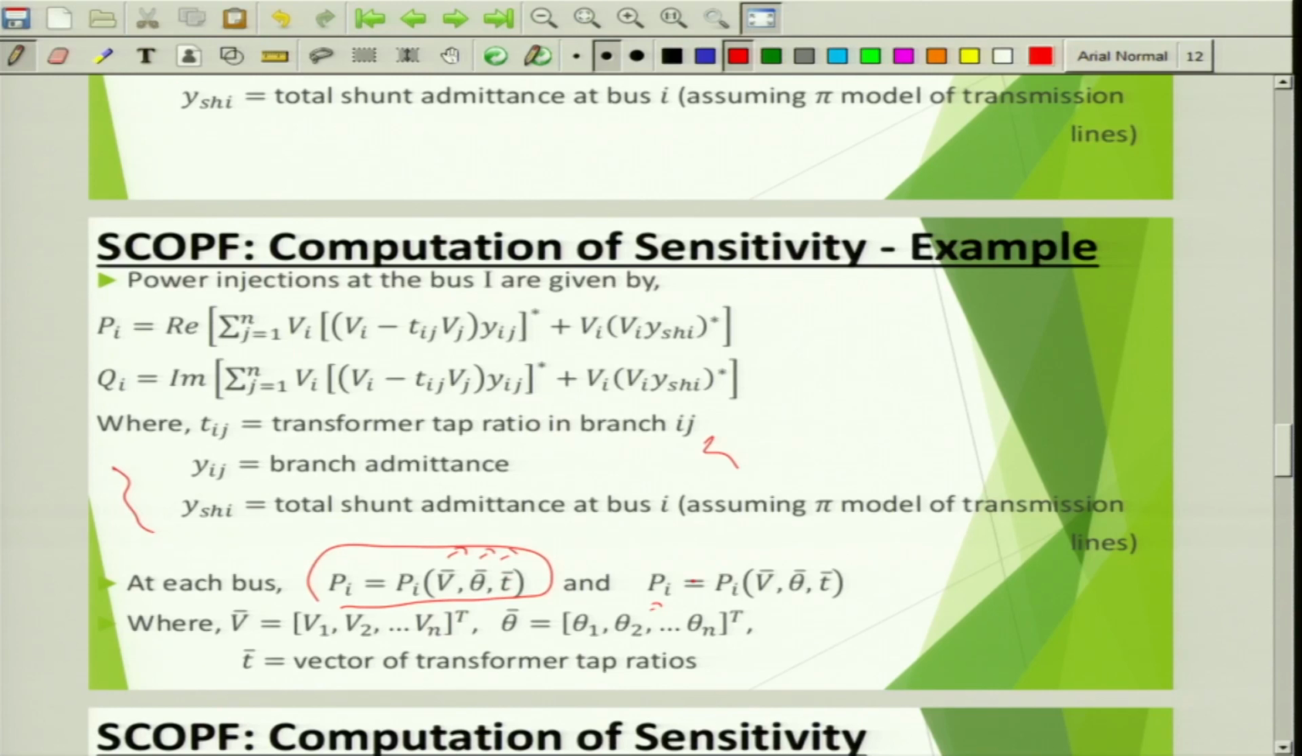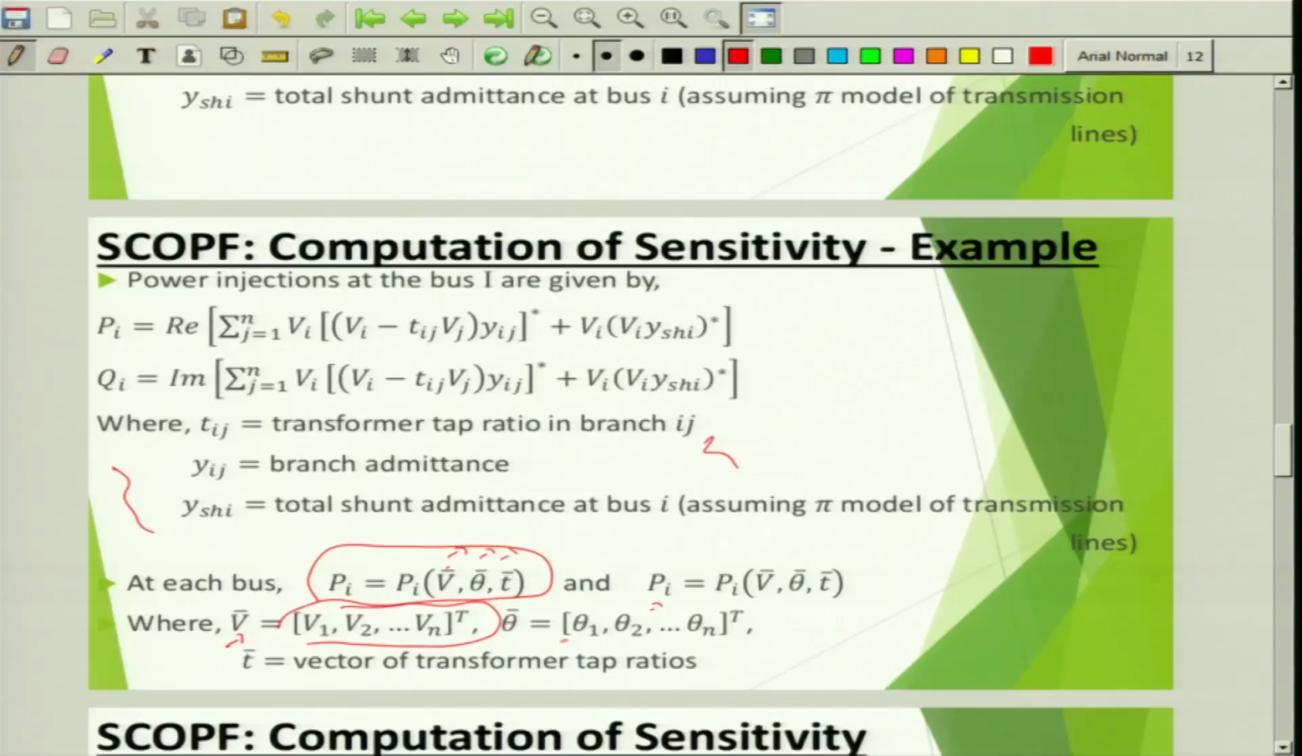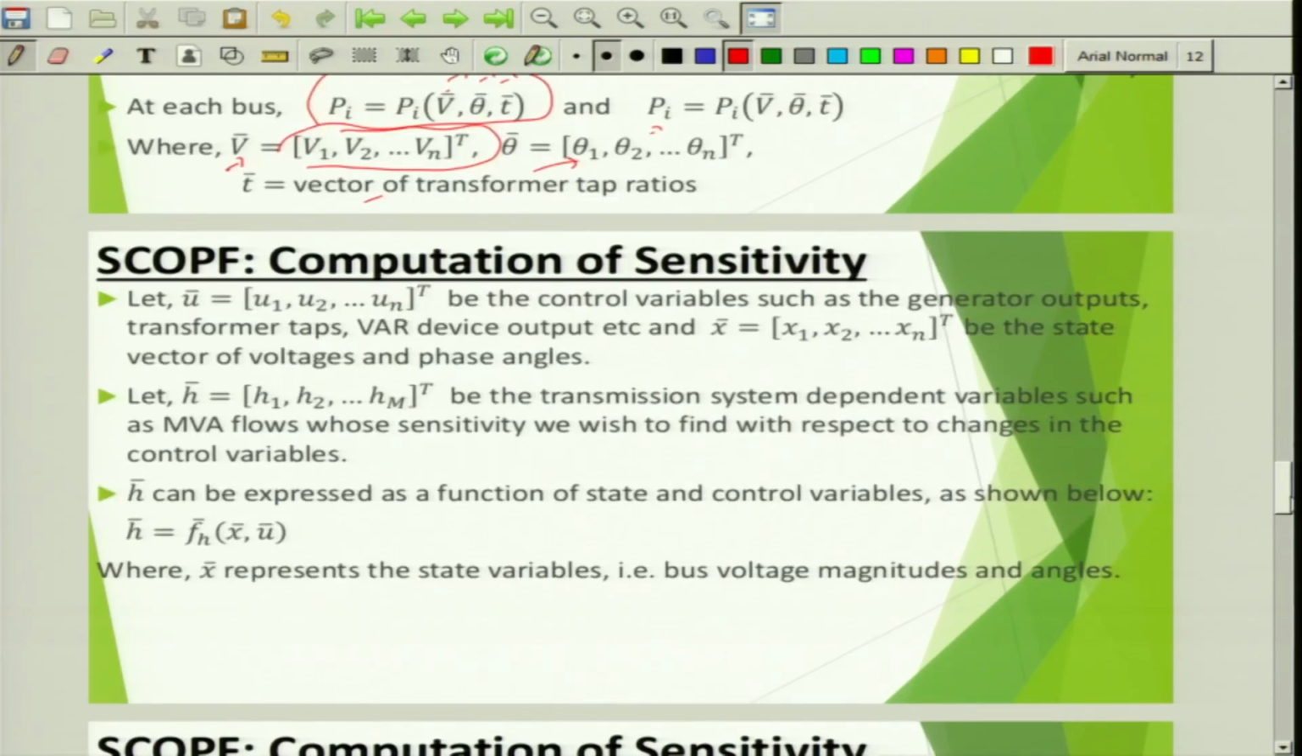This is just a vector basically, where V is the total voltages, a voltage vector, and theta an angle vector. So all those voltages of individual buses, V1, V2 up to Vn. Similarly a phase angle vector, and T represents the vector of transformer tap ratios. Now we are moving towards more generalized expressions.